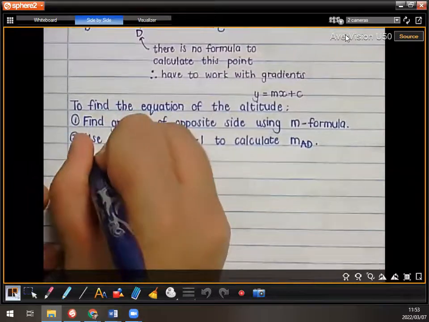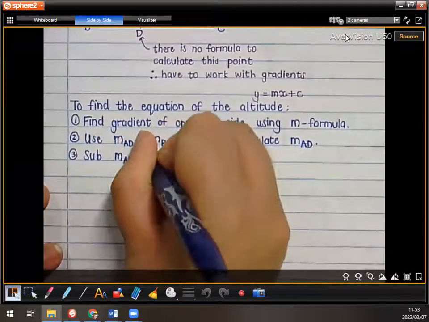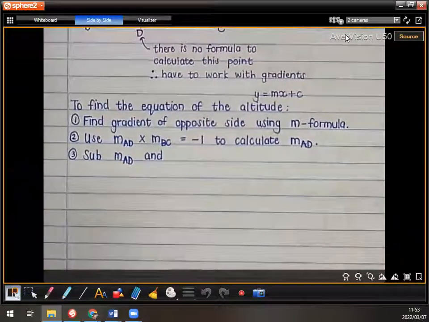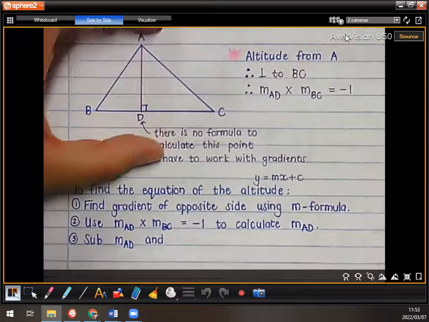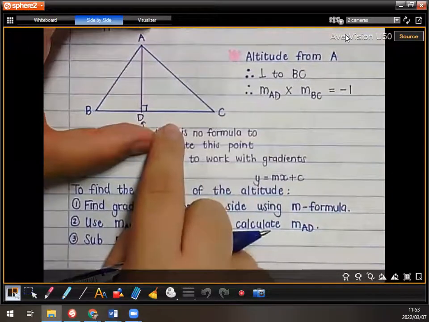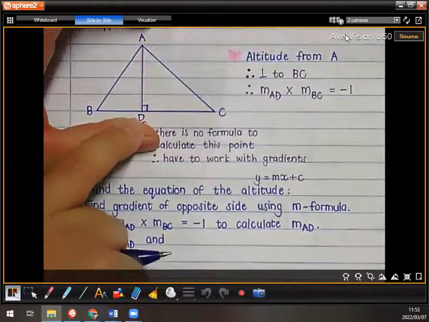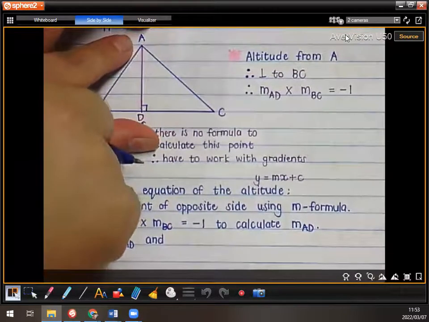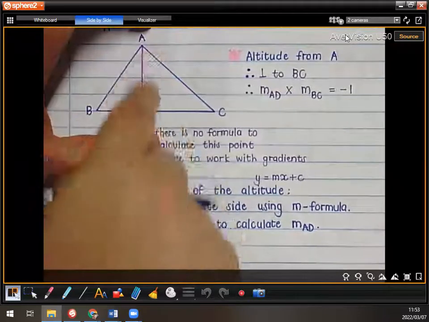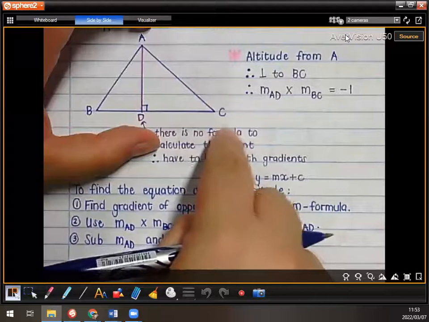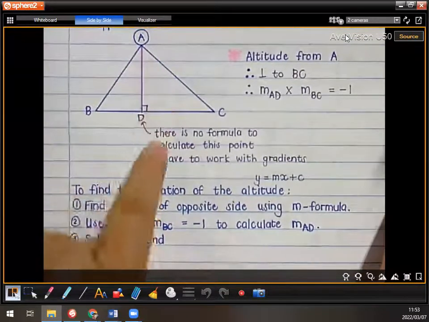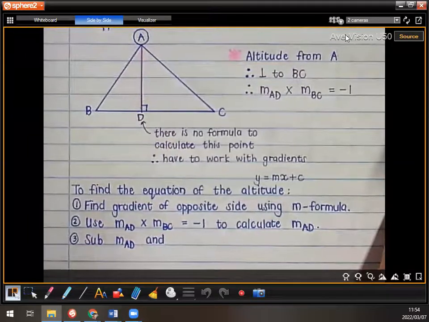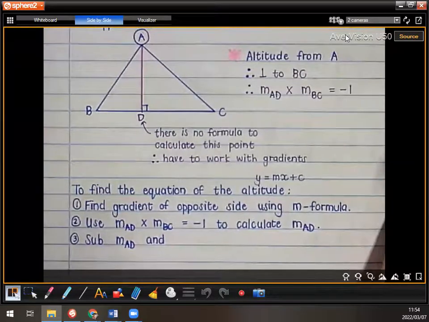Step three, sub the gradient of the altitude, and we're going to have to sub in a point too, into that y minus y1 equals m times x minus x1 formula. Remember, if we're trying to find the equation of a line, I have to sub in a point on this line. So what point am I going to have to sub in to find the equation of AD? Can I find point D? No. So what is the only point that I actually have that lies on this line? Point A. You can't sub in point B, because B doesn't lie on this pink line. We're trying to find this equation. I can't sub in point C, because C doesn't lie on this line. The only point that is given that actually lies on the line we're trying to find is A, so we only have one option for subbing in. We can only sub in the vertex that the line is coming from.